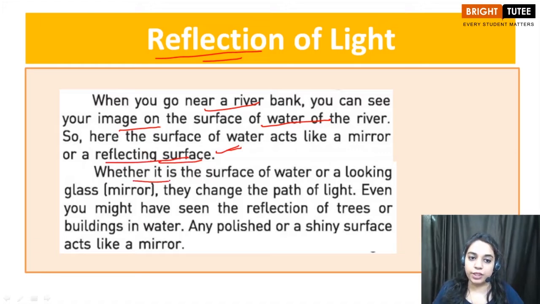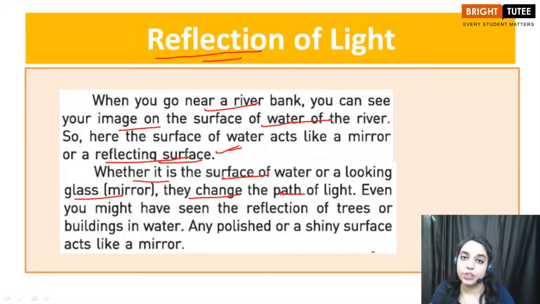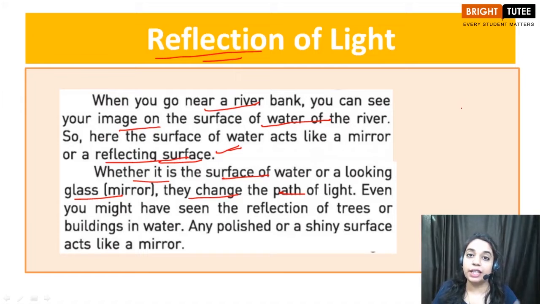Now whether it is the surface of water or a looking mirror, they change the path of light. So children, this is one of the most important points that you need to keep in mind: when an image is formed, when there is reflection of light, what is actually happening? The light is changing its direction. The direction of light is changed. One more thing you need to know here is light can change its direction only when it hits a polished surface or a mirror. Okay, so let's now move ahead.